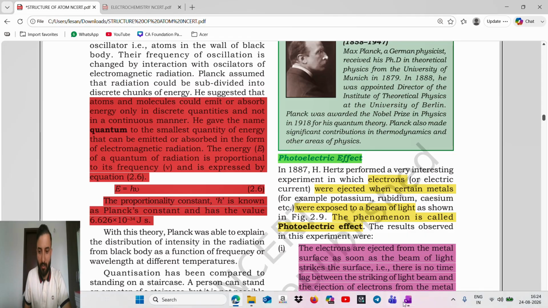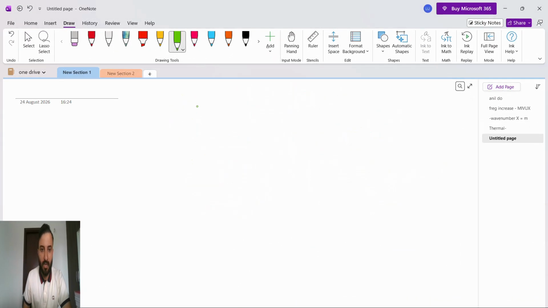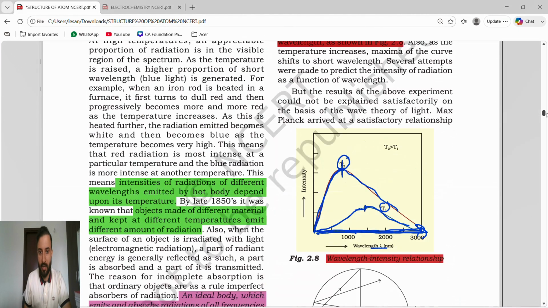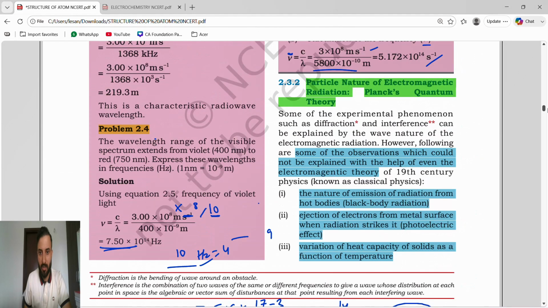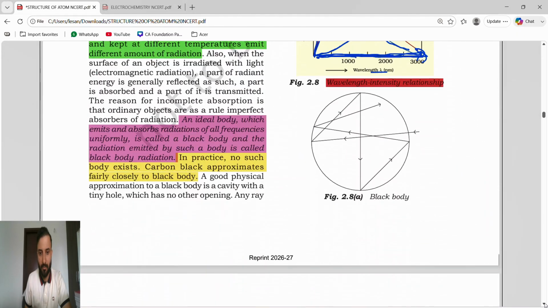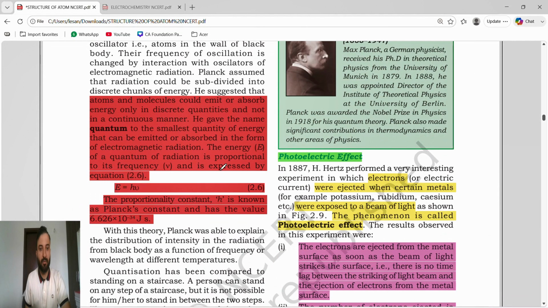For that we will use this formula: energy equals h into nu. H is called Planck's constant. Why Planck's constant? Because this theory whatever we are learning is given by Planck, and nu is the frequency. Particle nature of electromagnetic radiation is given by Planck's quantum theory, so everything we are learning is about Planck's quantum. That's why it is given the name quantum.